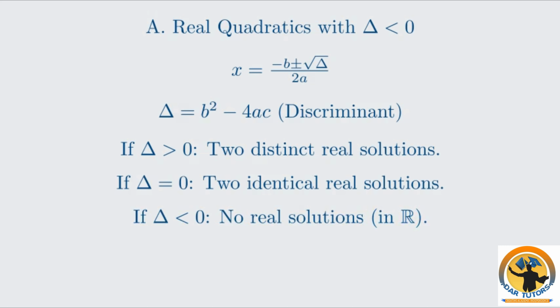In 1572, Raphael Bombelli introduced the imaginary number, i. He defined i as the square root of -1. This single definition opens up a whole new world of numbers. It's called imaginary because it doesn't fit on the standard real number line. With i defined, we can now find solutions for quadratic equations with a negative discriminant. These solutions are called complex numbers.